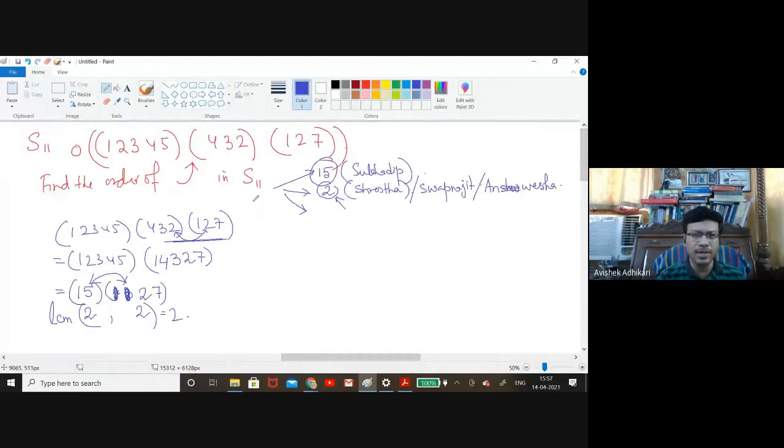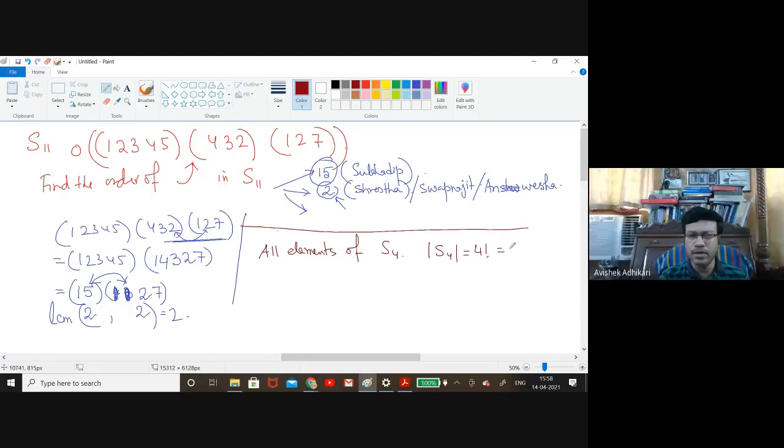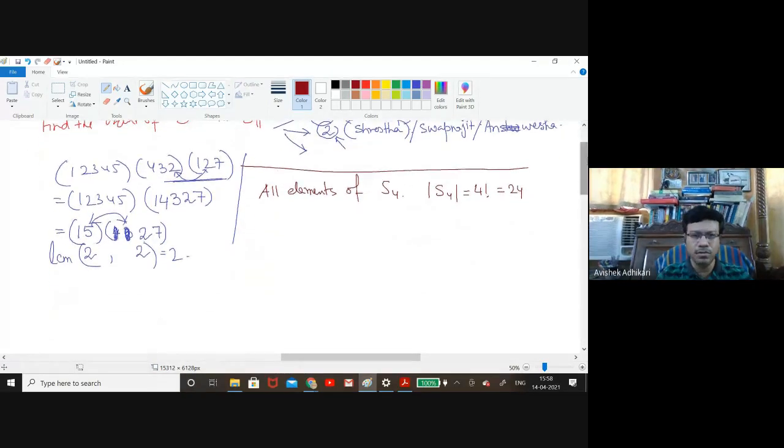So till now I have exhausted S3. Now we are going to start with S4. So I need to find all elements of S4. That's my aim. So let us try to find all elements of S4. Now, first question is, what is the order of S4? 24. 4 factorial is 24. Okay, very good. Now tell me, can you write down very quickly the elements of S4?